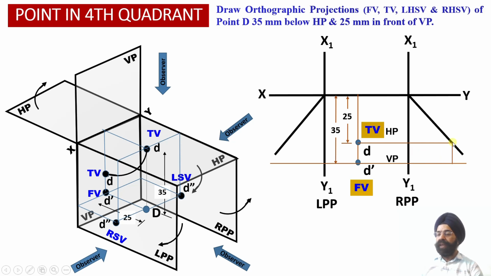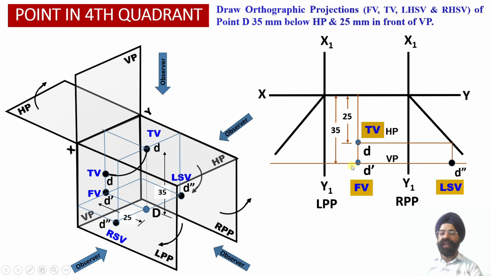So now wherever this vertical projector line at a distance of 25 millimeter from the vertical plane and this horizontal projector line at a distance of 35 millimeter from the horizontal plane intersect, we are going to obtain the location of point D double dash, which represents the location of the side view projection in the profile plane.